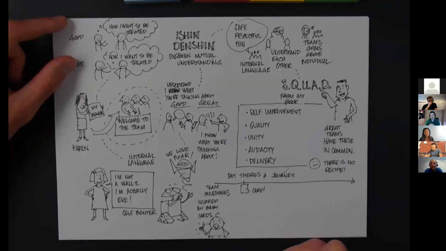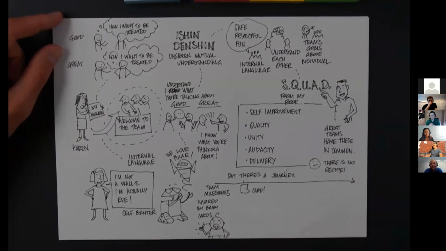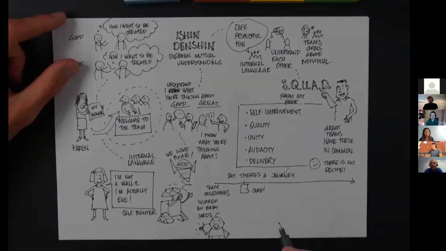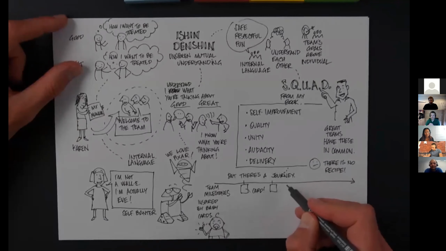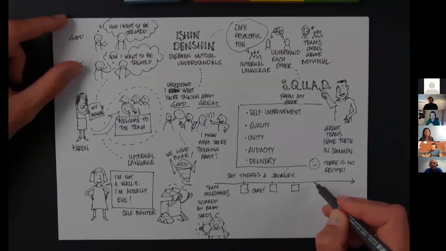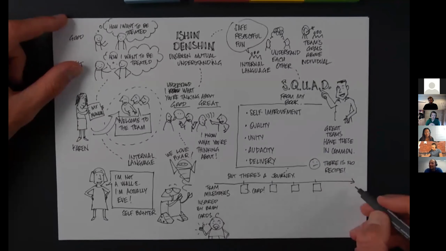So I captured quite a few, and it's not a case of every team needs to go off and tick all 50, all right? And there's certainly not a start with this one and then go to the next one. But there are a number of milestones that you might find along your way as a journey towards being a great team. So one that I've got on here is we appreciated each other, okay?